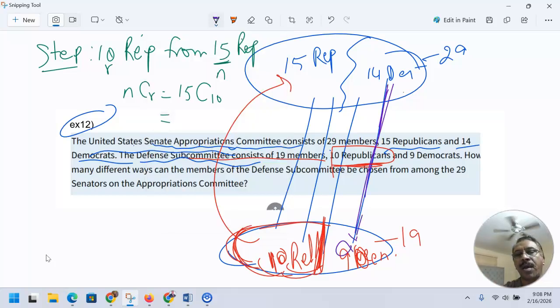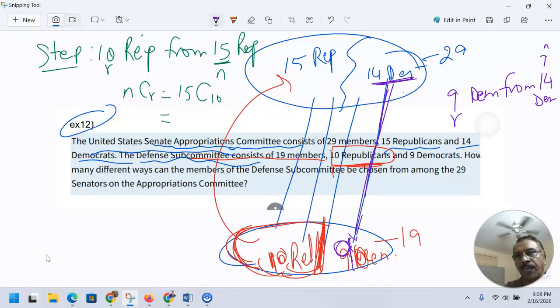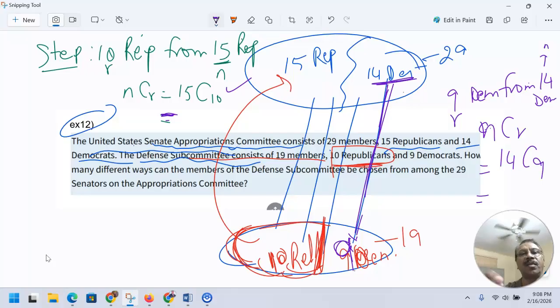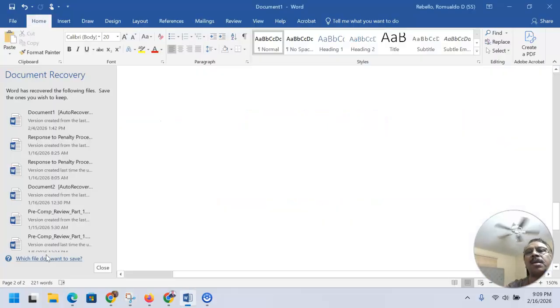What about the Democrats? Now for the Democrats, you need to have 9, and this has to be 9 Democrats from 14, 14 Democrats, right? So this is your r, this is your n. When you write down nCr, it means there are 14 Democrats, and from this you are picking 9. So these two pieces we can put on the calculator.